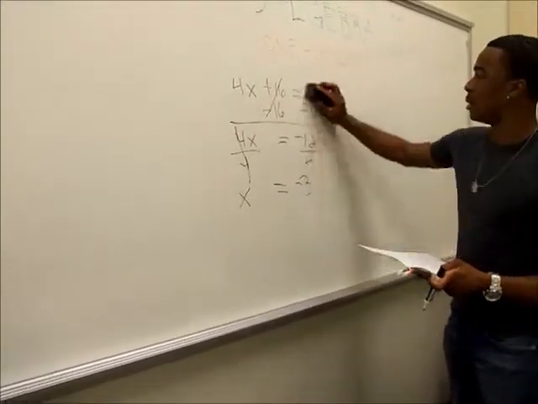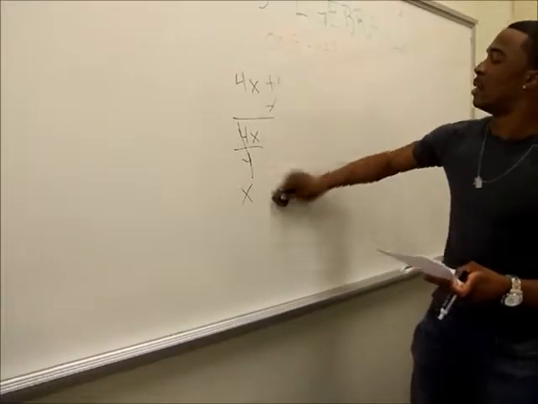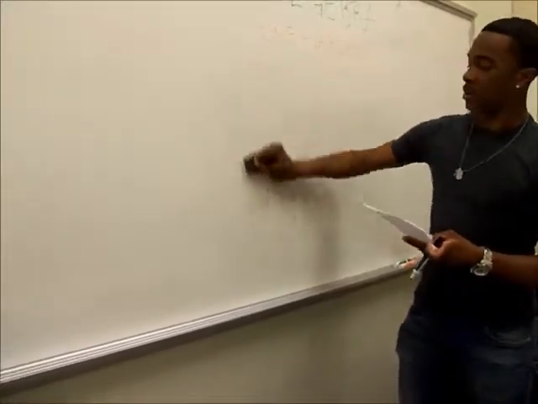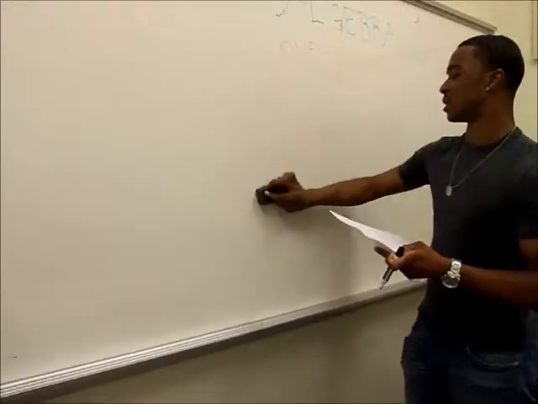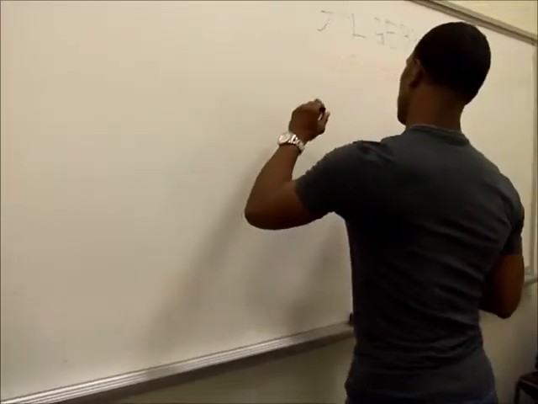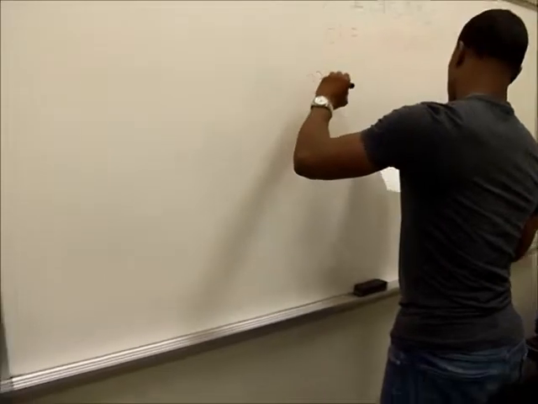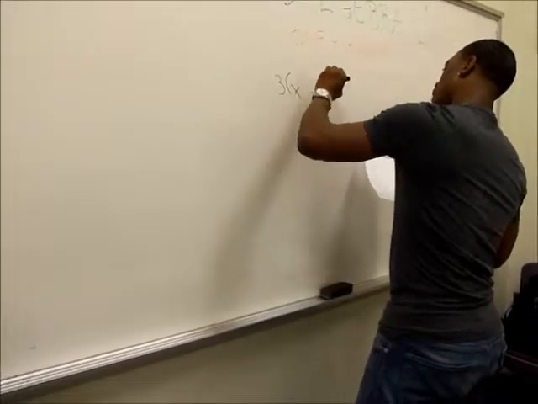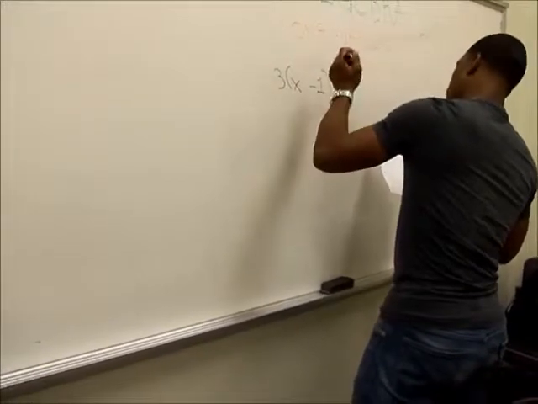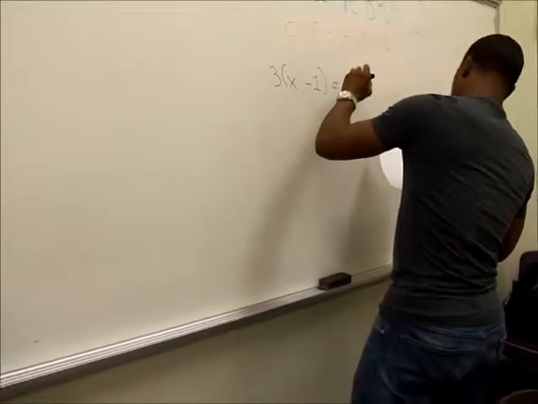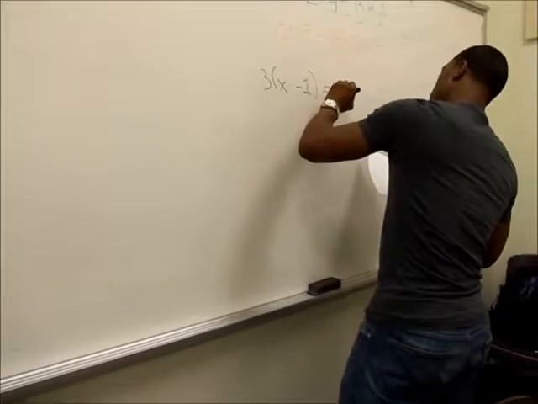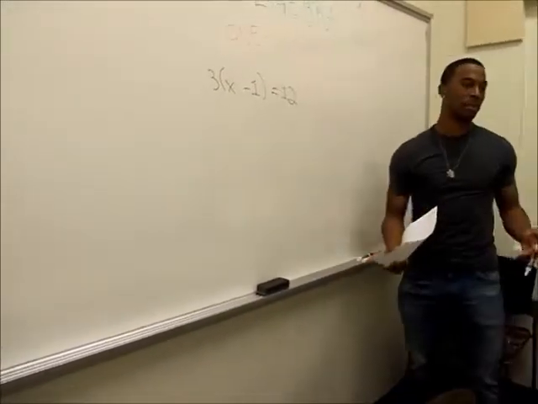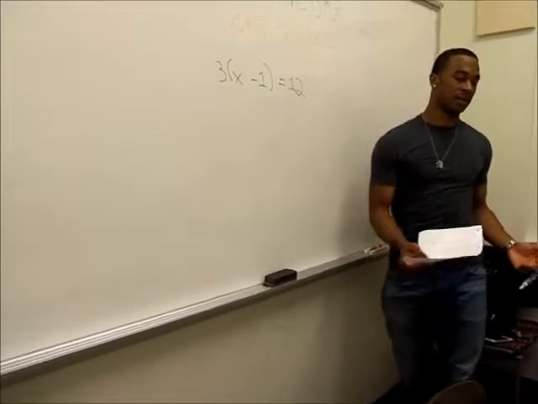Alright, so we're going to go ahead and do one more. This time, we're going to take it up a notch. This one, if you remember Hector, requires our FOIL method. We have 3 parentheses, x minus 1, close parentheses, equals 12. Do you remember your FOIL method? If you don't, it's fine.